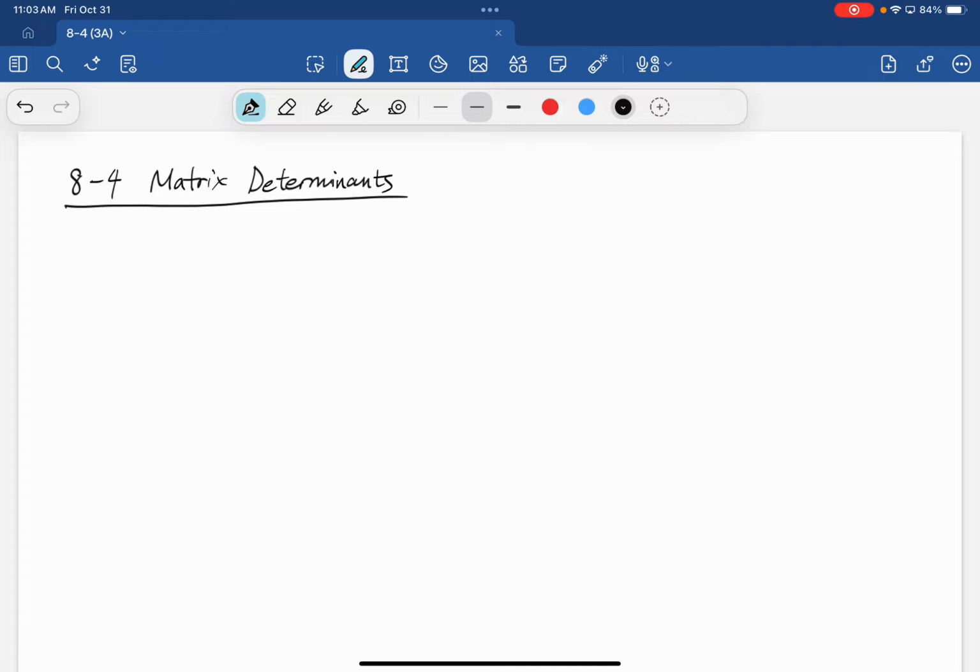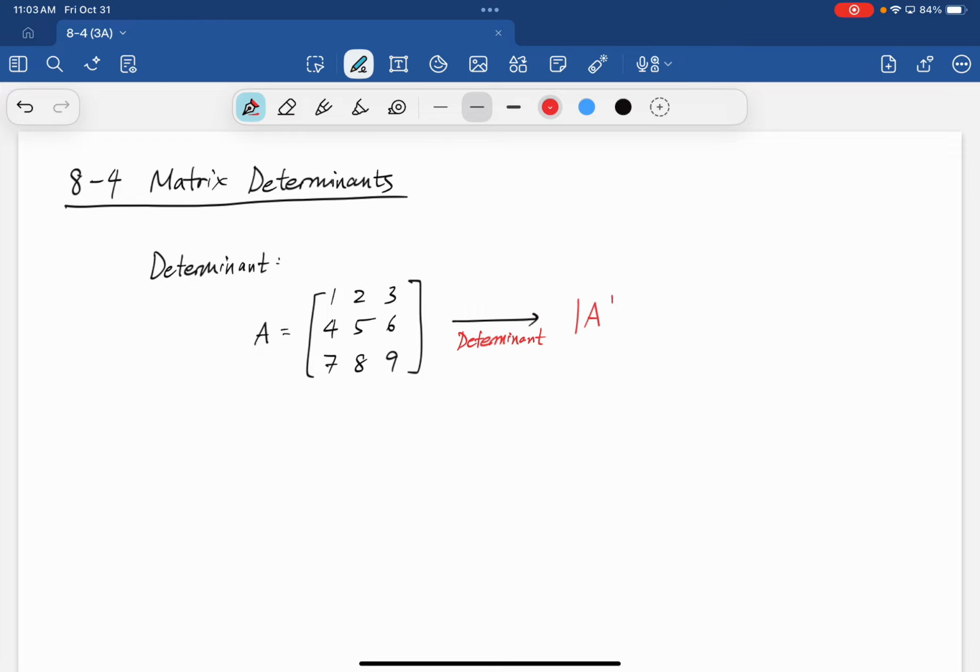A determinant is indicated with this symbol. Kind of looks like an absolute value. So for example, if we have a matrix A, maybe 1, 2, 3, 4, 5, 6, 7, 8, 9. Wait, I skipped 4. Then the determinant is indicated by what kind of looks like absolute value symbols. So it looks like that.